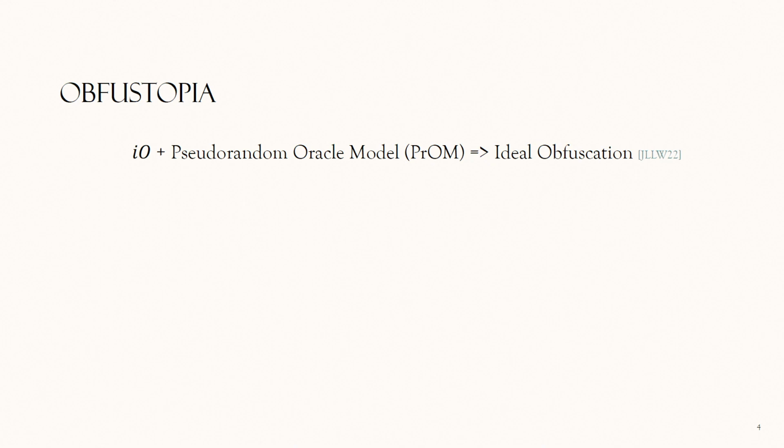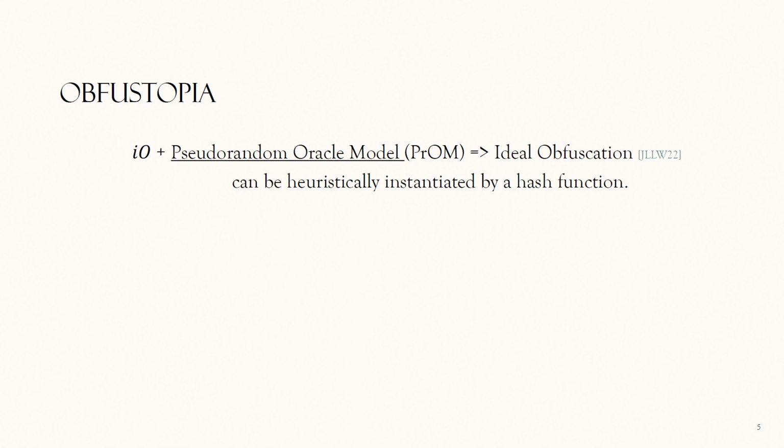And more so, recent work by Jain, Lin, Luo, and Wichs in 2022 shows that in the pseudo-random oracle model, you can take I/O and actually build ideal obfuscation. So this is not in the plain model. And in fact, the pseudo-random oracle model can be heuristically instantiated by a hash function. So in other words, you get some security guarantees that you would expect from ideal obfuscation, which is simply you imagine all the parties having input-output query oracle access to this function. So this is a very strong form of obfuscation.